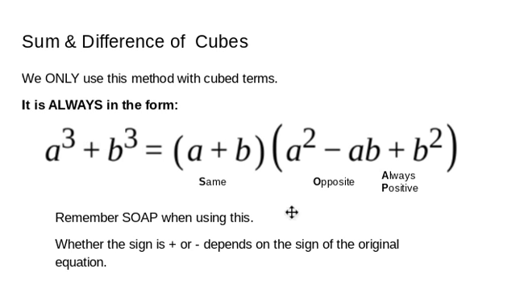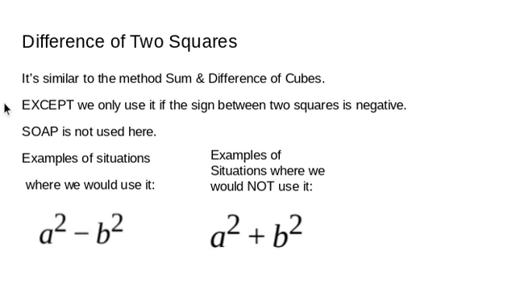value. Because this is opposite, negative is opposite of positive. So that would be a minus over there. And because this always stays positive, it doesn't matter whether this is negative or positive, it always stays positive. Whether the sign is positive or negative depends on the sign of the original equation. This is the original equation, and this is the new factored out equation.